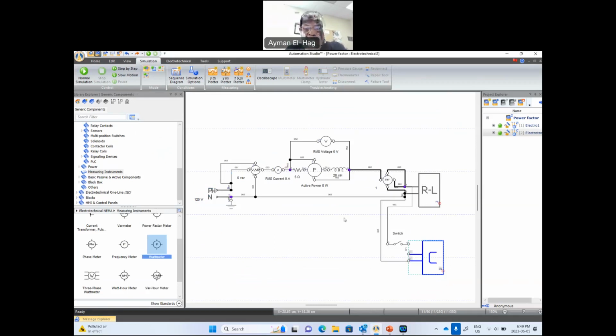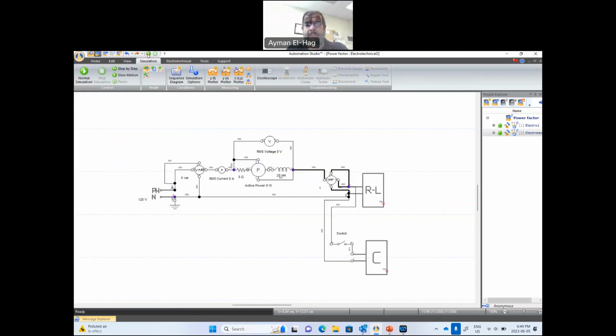Then I modeled the line between the supply, which is 120 volt, low voltage, with a resistance in series with an inductor. And I will measure the voltage across this transmission line, or distribution line, to see what is the voltage drop. I will measure the power loss across this line, and I will measure the reactive power at the sending end. Okay, so let's start the simulation.